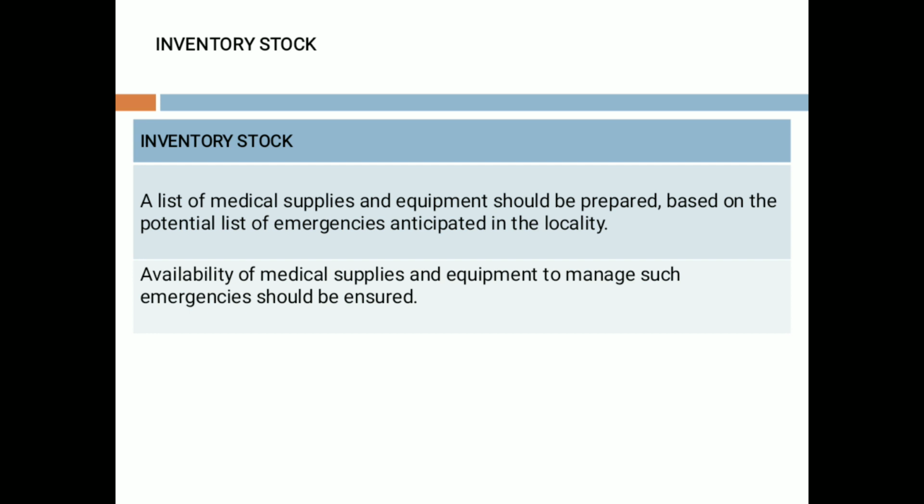Inventory stock. A list of medical supplies and equipment should be prepared based on the potential list of emergencies anticipated in the locality. Availability of medical supplies and equipment to manage such emergencies should be ensured.